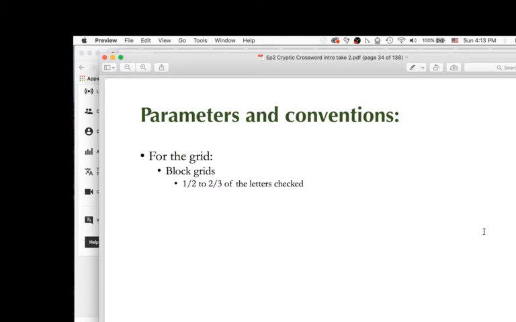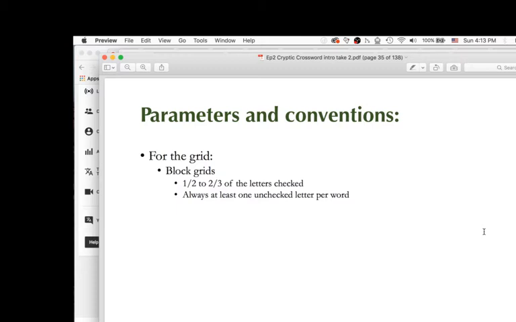1/2 is pretty much an absolute minimum, because you do want to give the solver the opportunity to have some letters in place from other words and give them a leg up in getting an answer. But in particular, you also want to have at least one unchecked letter per word.